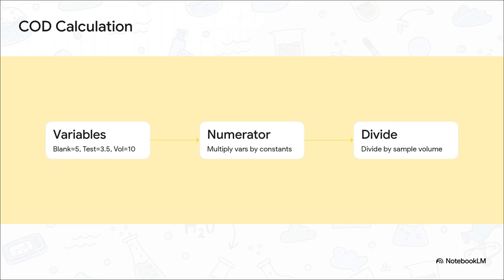Step 1. Identify our given variables. The blank is 5, the test is 3.5, and the volume is 10. Step 2. Let's plug those numbers straight into the top half, the numerator of our formula. So 5 minus 3.5 gives us 1.5. We multiply that by 0.1 times 8 times 1,000 times our dilution factor of 100. Grab a calculator, and that gives us 120,000 in the numerator. Step 3. Simply divide that by our sample volume, which is 10. And boom, there you have it. The COD is 12,000 milligrams per liter. See, I told you, complex environmental engineering math is totally manageable when you just organize your data.